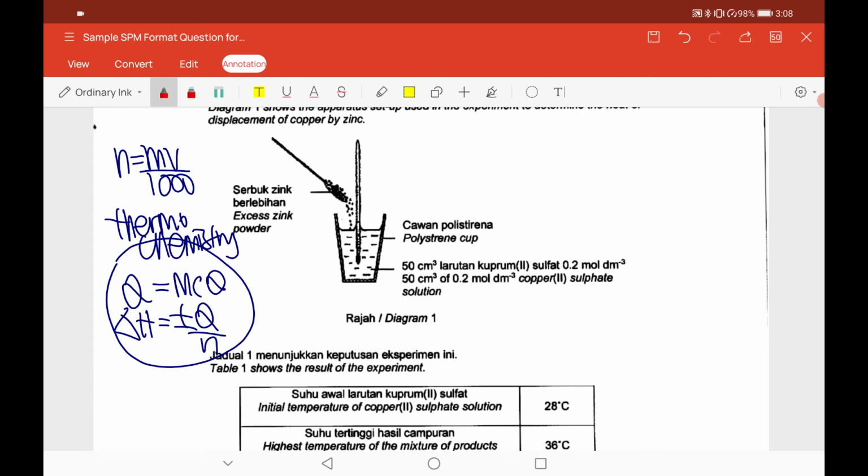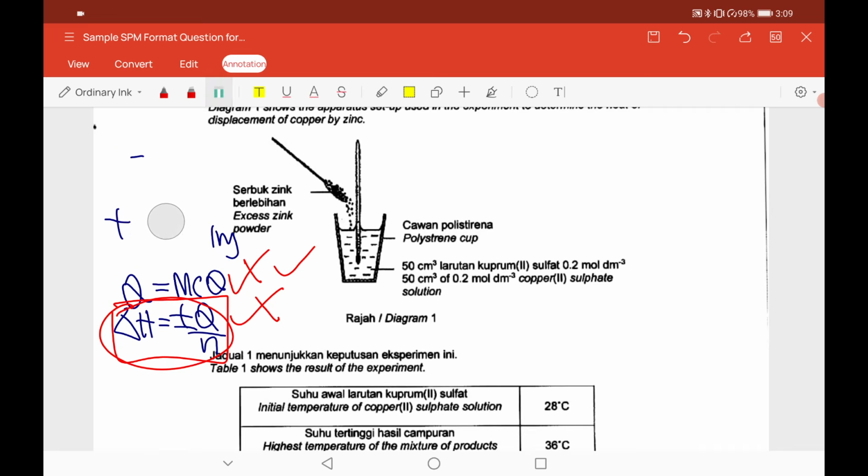If this method cannot be used, then you have to go for this. It is always these two formulas only. We always change between these two formulas. If this formula cannot be used, then it must be this. That's it. It's a very simple one.